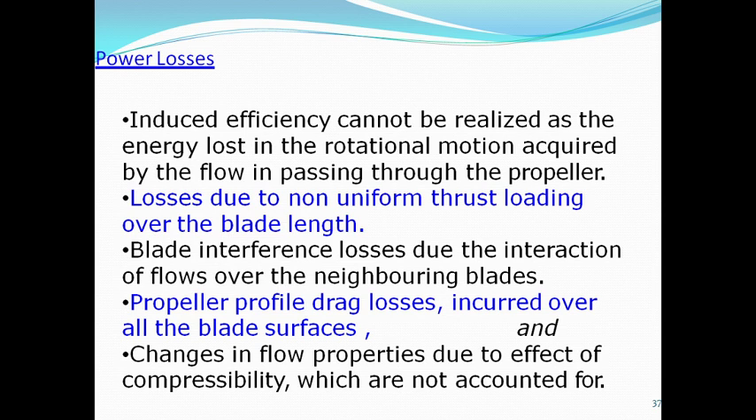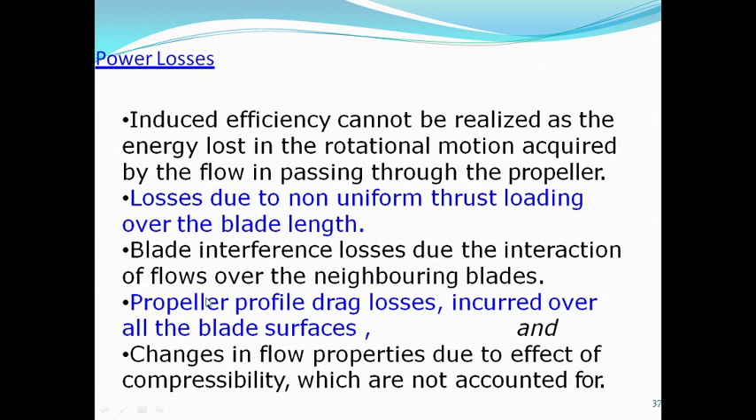Blade interference loss, that we also discussed last time. Theory says that as we increase the blades, you will get more thrust force, but that is not true. Blade to blade interference will be there. The more the number of blades, the more the interference, and that also depends on your blade angle.